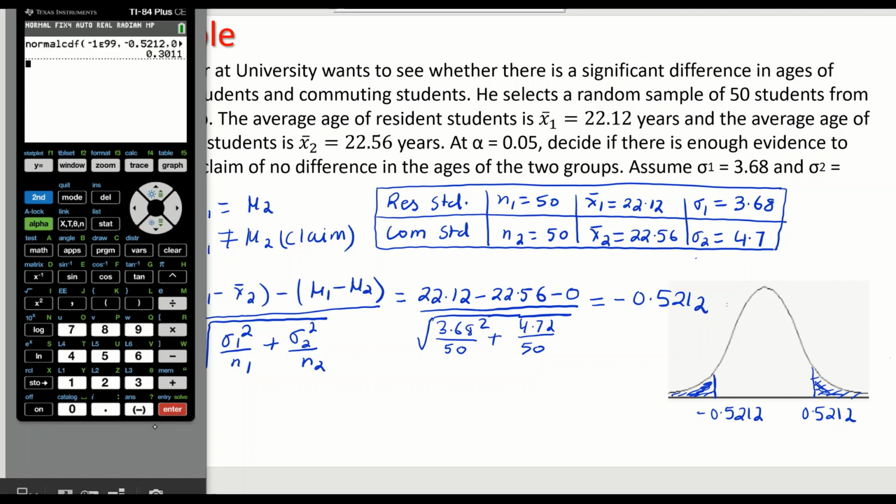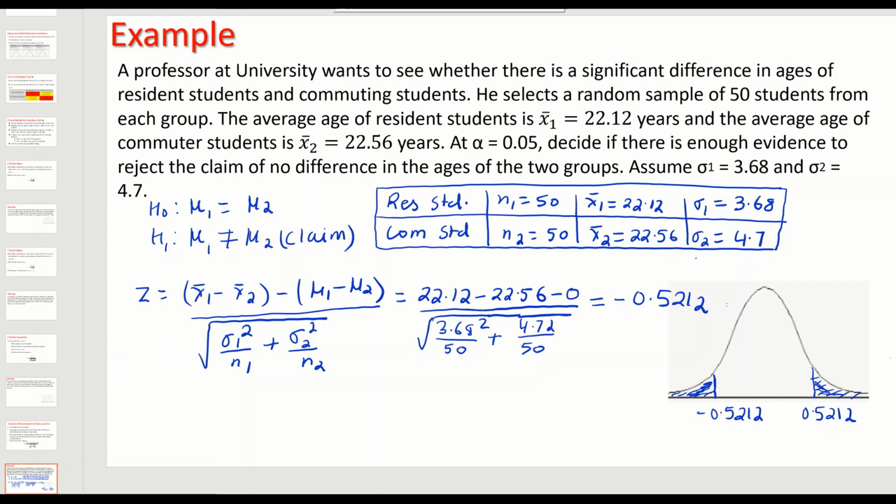So we got the area on the tail, on each tail in fact, 0.3011. So this area is 0.3011 and this one is also 0.3011. Now you can calculate your p-value. The p-value is the sum of those two areas, 0.3011 plus 0.3011. If we add these two areas, that is equal to 0.6022. So this value is our p-value.